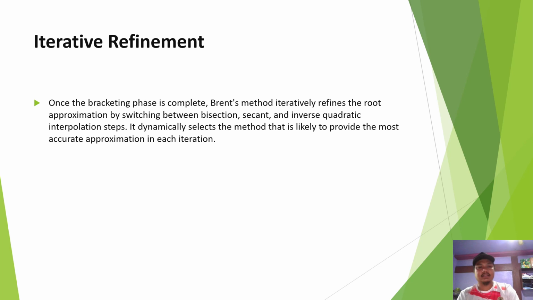Once the bracketing phase is complete, Brent's method iteratively refines the root approximation by switching between bisection, secant, and inverse quadratic interpolation steps. It dynamically selects the method that is likely to provide the most accurate approximation in each iteration.